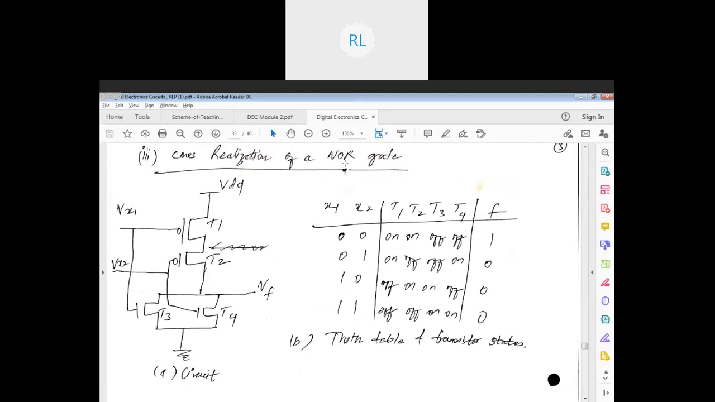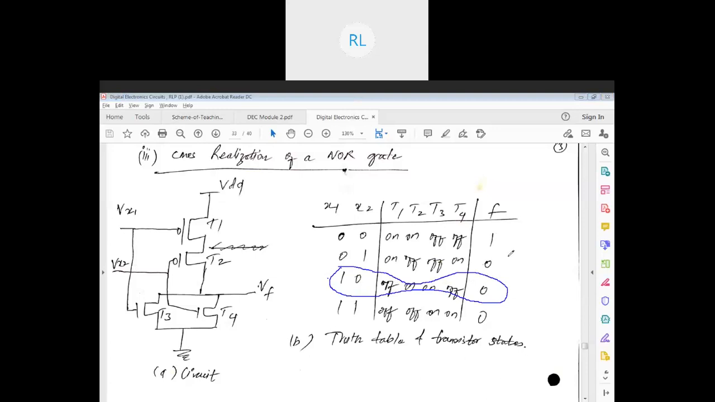Now what do I do to my PMOS? Just the reverse. I keep them in series. So just put two transistors in series and connect the gates. That's it, right? So this transistor connects here and this transistor connects here. So this is how you implement your NOR gate. Now let us see one of the cases as to how this truth table or how this circuit works.